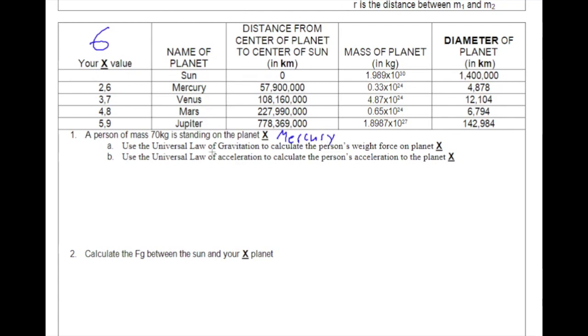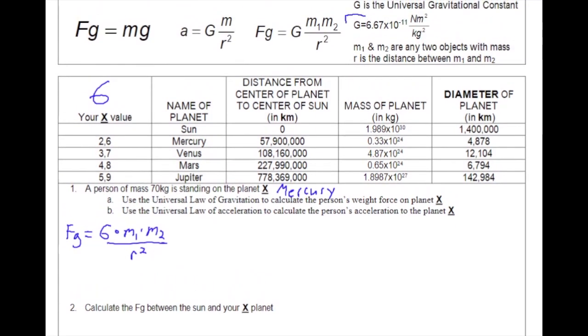Number 1 says, use the universal law of gravitation to calculate the person's weight force on the planet. The universal law of gravitation is Fg equals big G times m1 times m2 all over r squared. Let's list out our variables. Big G we know because that is a constant value. It's up here: big G is 6.67 times 10 to the negative 11th.